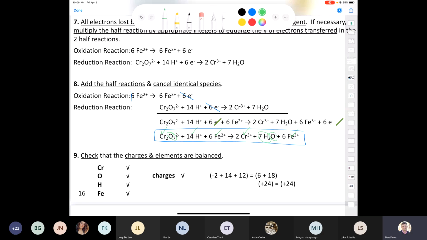Those are balanced. Now I check the charges. What's the charges? Over here I have -2 plus 14 positive plus 12 positive. So that gives me plus 24. And on this side over here, I have 2 times 3, which is 6 positive, plus 6 times 3, which is 18. So I get 24 positive on both sides. It's all balanced out. Beautiful.